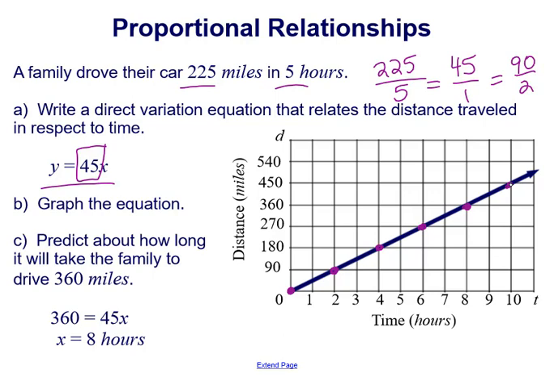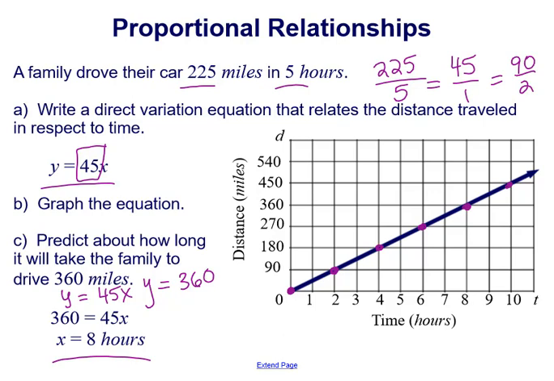Now, we can use the graph or the equation to predict about how long it will take the family to drive 360 miles. Well, that means we're looking for when y equals 360. So you can either substitute that into the equation, y equals 45x, and then if you divide both sides by 45 and solve for x, we get that answer of 8 hours.